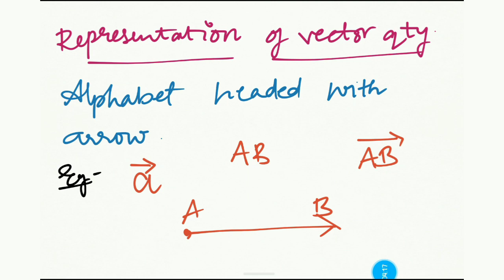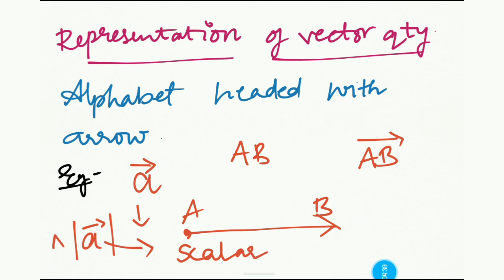Simple, right? Now we shall see how we represent the magnitude of the vector. You put it in modulus, and you read it as magnitude of A. Now, the magnitude of a vector quantity is also a scalar quantity. Very important: the magnitude of a vector is also scalar only.